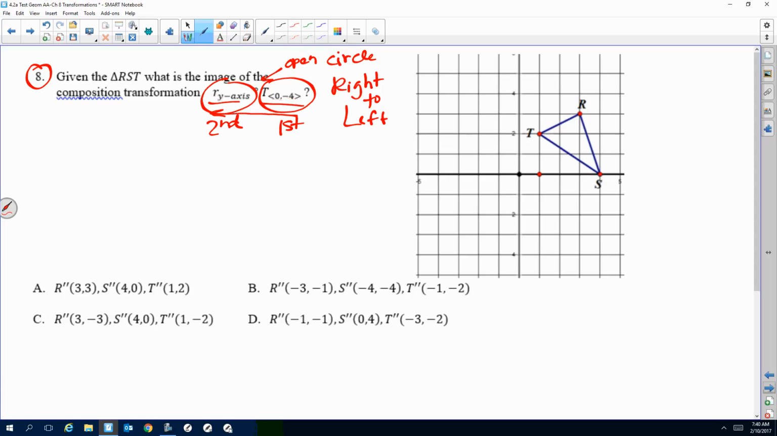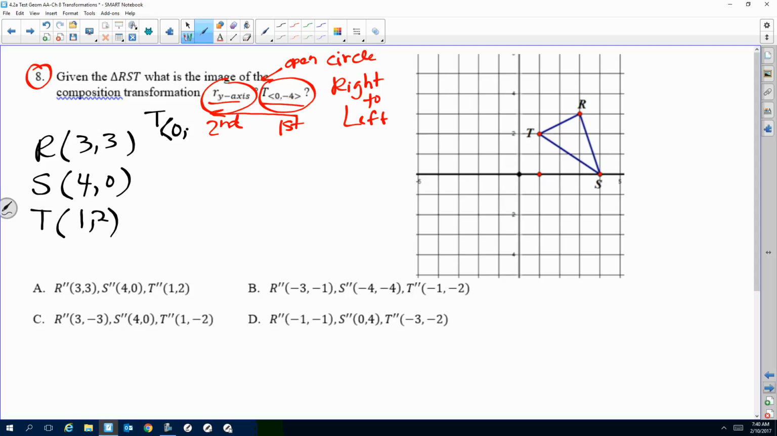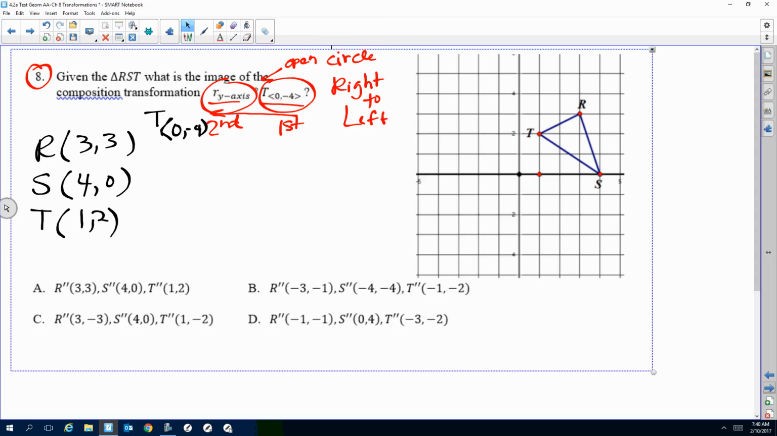So you first need to get the points. You need to know where R is on the graph. R is at 3, 3. And then you need to know where S is on the graph. S is at 4, 0, and then T is at 1, 2. So now the first thing we're doing is the translation. We're going to translate by the rule 0, -4. Some of you might have had some confusion on that rule. 0, -4 means, well, we're going to basically, and I'm going to move these points down just so I have some more room. So just bear with me.